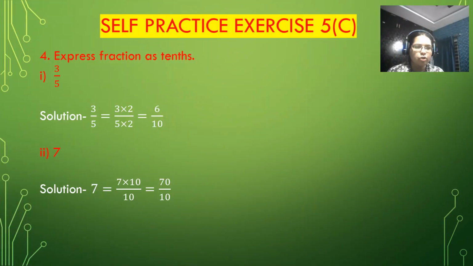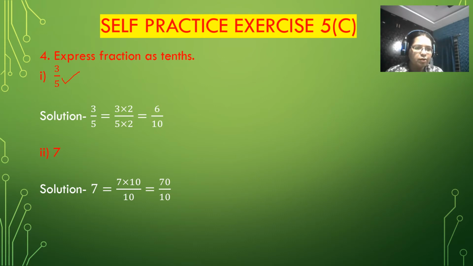Now we solve question number 4. Question number 4 is express fraction as tenths. First bit is 3 divided by 5. Tenths means decimal number with denominator 10. So we know the denominator 5 multiplied with 2 is 10.